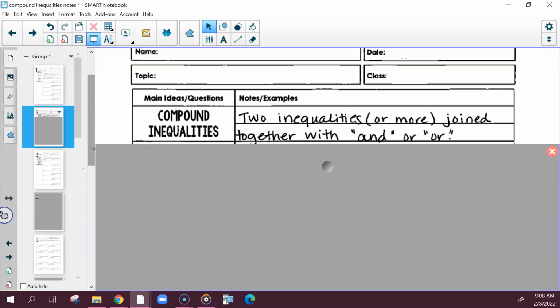Okay, so there will be two different types of compound inequalities and you'll need to know which ones are which.